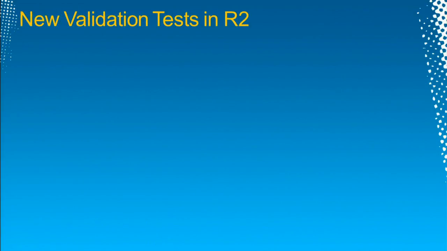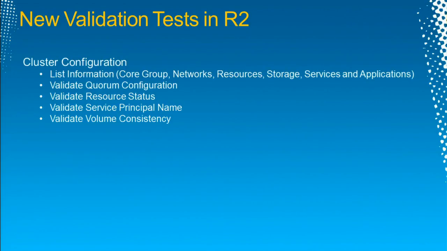Okay, some of the new tests in R2 as far as validation is the cluster configuration. We are actually going to start looking at the resources. How are the resources configured? How are the groups configured? Do we have dependencies set properly? Okay, we're going to look at your quorum configuration. Are you on the best quorum model based on the number of nodes that you have? Okay, look at the resource status. We'll actually check the service principal name to make sure that it's correct out in AD as well.